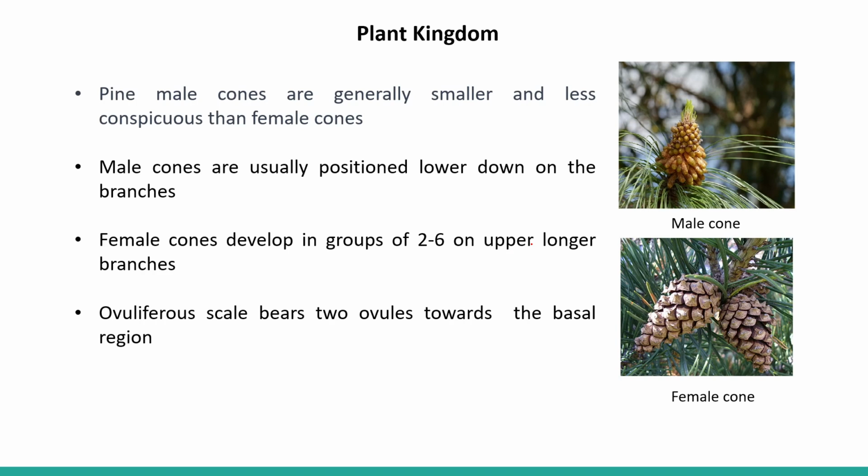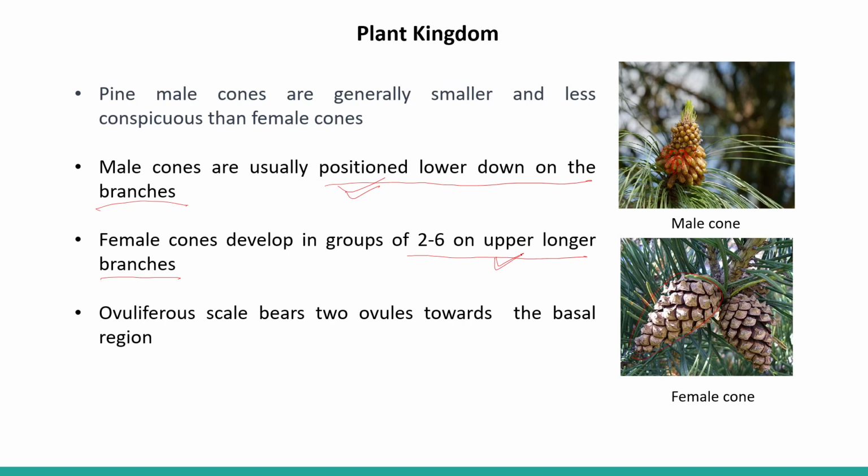Pine male cones are generally smaller and less conspicuous than the female cones. Now here you can see in the diagram itself, the structure is less compact, okay, smaller in structure, whereas female cones develop 2 to 6 on the upper longer branches. They are quite larger and woody structures. Whereas male cones are usually positioned lower down on the branches. Their position is on the lower side, whereas the female cones are present in groups of 2 to 6 at the upper longer branches.